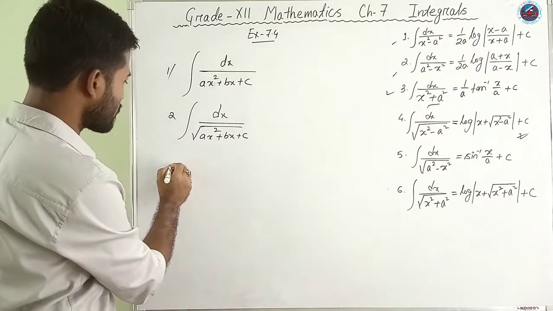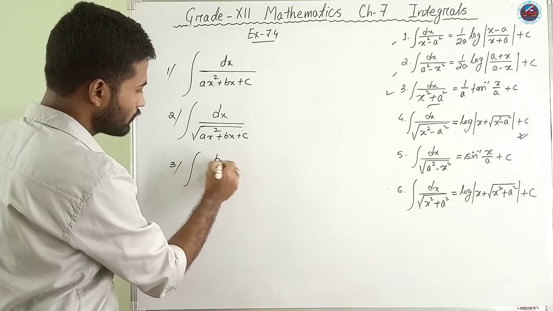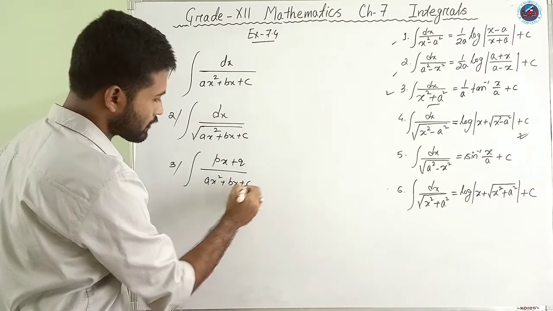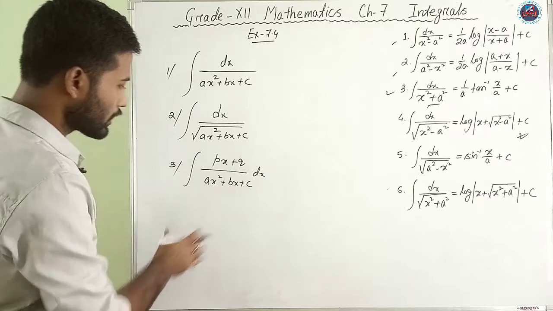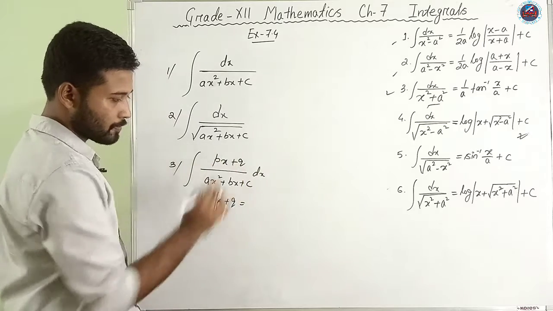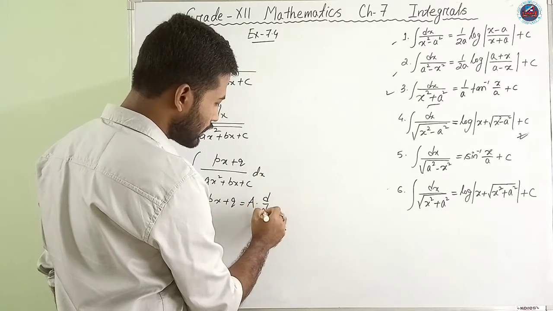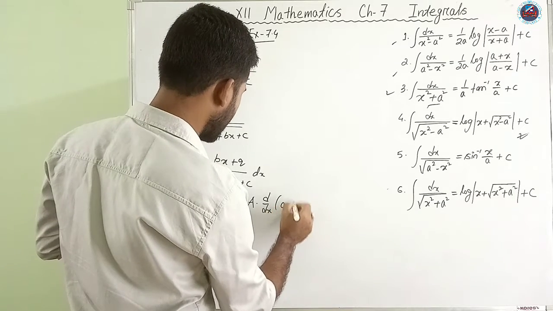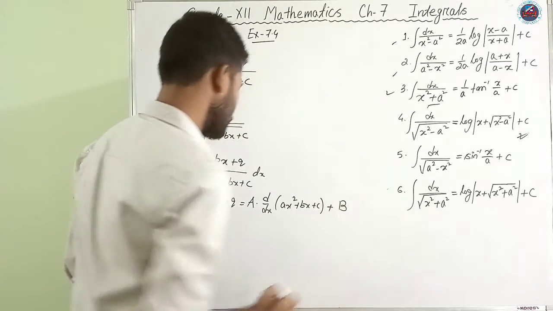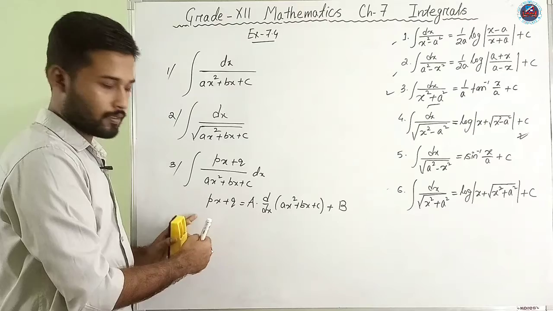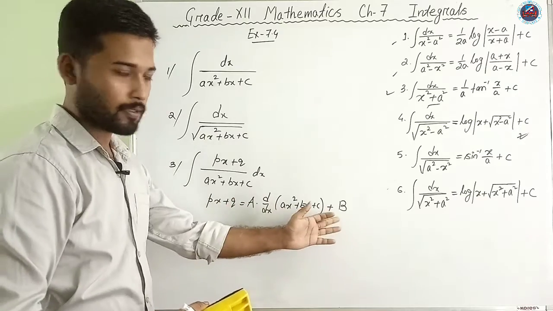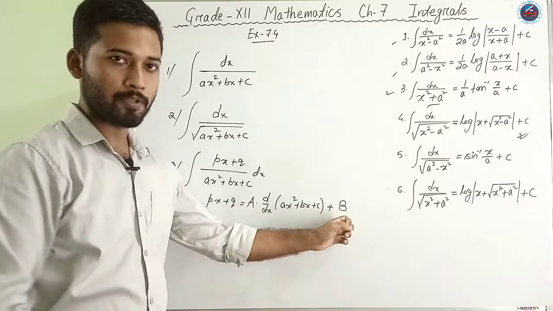The third one we have is integration of px plus q divided by ax square plus bx plus c. So in this case, what to do? In this case, we shall write px plus q equal to A into d/dx of this denominator, that is ax square plus bx plus c, plus B, and then we shall equate the coefficients of x and equate the constants, and then we shall find the values of A and B and proceed accordingly.